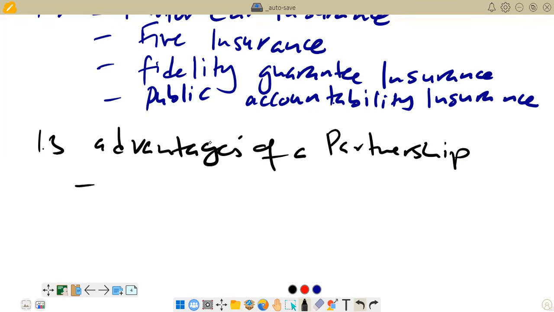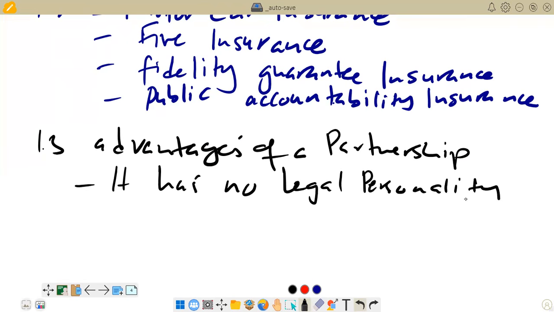One advantage is that when a partnership is formed, there are no legal requirements or legal procedures to be followed because a partnership is not registered. Only a company is registered. Remember, we have three types of businesses: a sole proprietor, a partnership, and a company. A company is the only one which goes through legal procedures. So it becomes easy to operate a partnership, which is an advantage. Here we can mention that it has no legal personality.